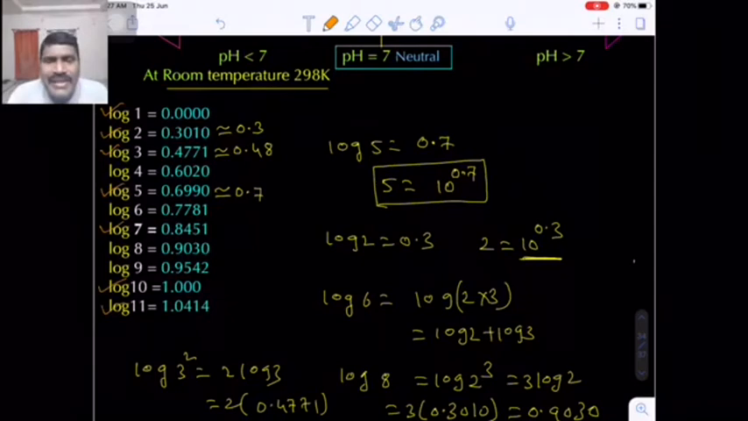Remember, if you remember at least the single digit logarithm values, it will be very easy to solve the problem. So in complicated questions, that means double digit logarithms, definitely the logarithm value should be mentioned in the question. If it is not mentioned, then we have to see the logarithm value with the help of the log table. From the log table, we have to identify the log values. After that, only we can identify the H plus ion concentration or OH minus ion concentration. Are you getting my point?